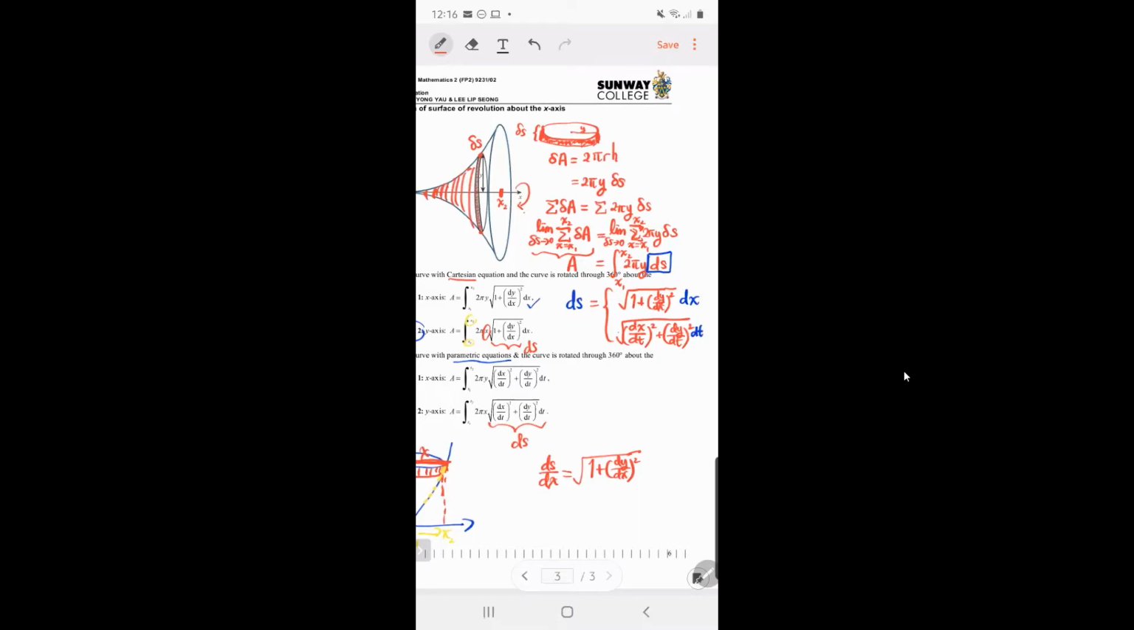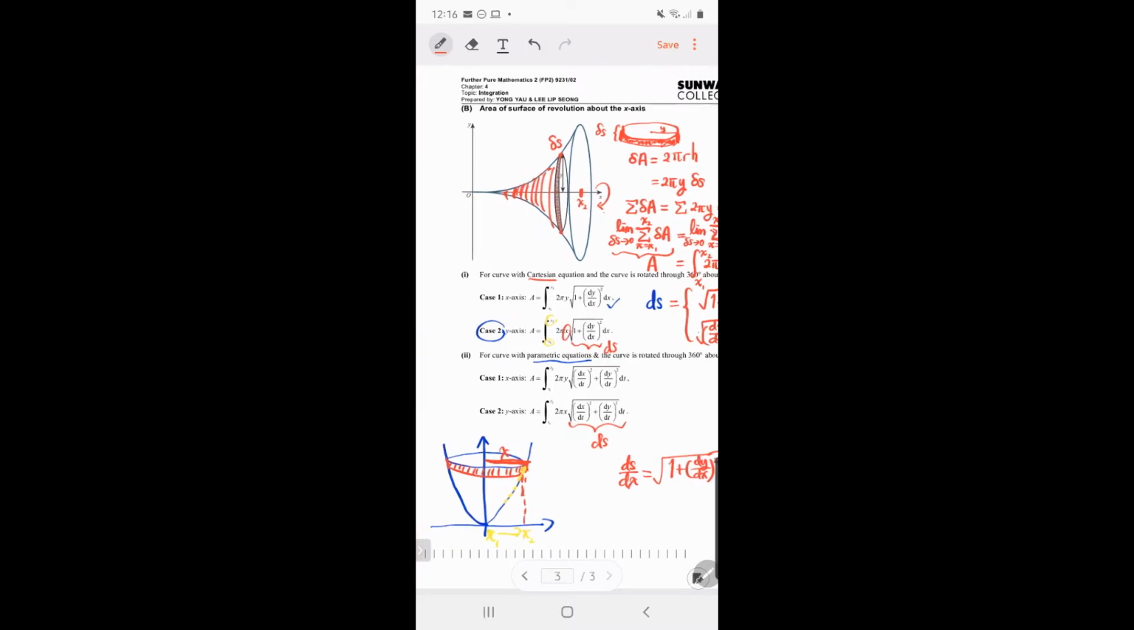If you are given the equation in Cartesian form, therefore you take the first one, square root of 1 plus dy dx squared dx, okay? And then if you are given the parametric equation, then you take the form square root of dx dt squared plus dy dt squared dt. All right, that's why it gives you the case one formula here. A equals the integral of 2 pi y times the square root of 1 plus dy dx squared dx, and you integrate from x1 to x2.